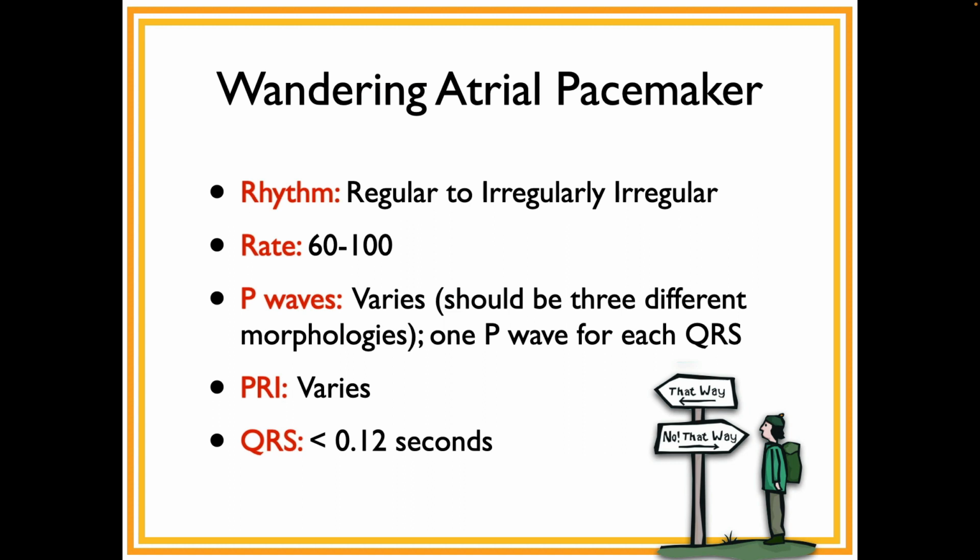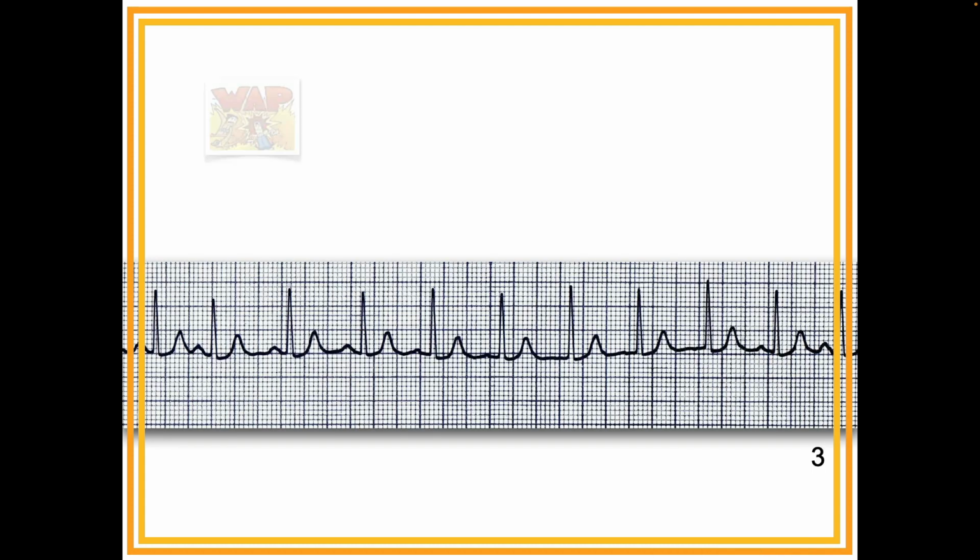The P waves vary. That's how you're going to decide that it's wandering atrial pacemaker. The morphology of the P waves changes. The PRI can vary, and it's still supraventricular. So let's look at some.